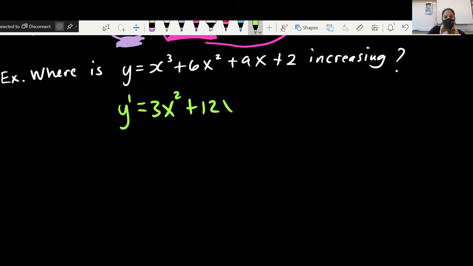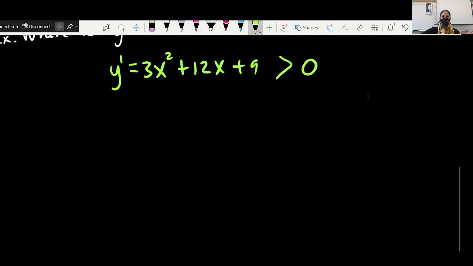So here we have plus 12x, and that deals with that part. Plus 9, and that deals with this part. And then the constant at the end, we know we don't need to worry about that. Okay, so that's good that we have this, but it's not exactly easy for us to see. We know we're going to want it to be greater than 0, but it's way more complex than the last one.